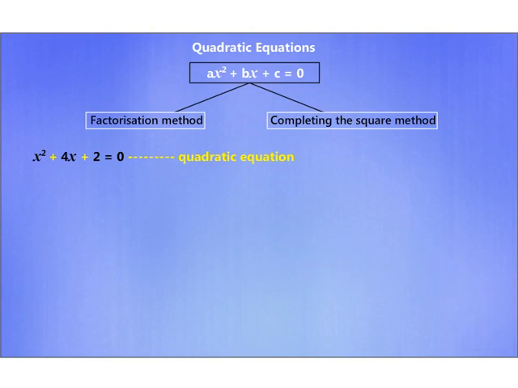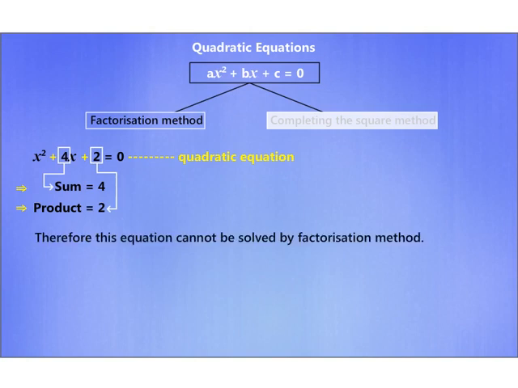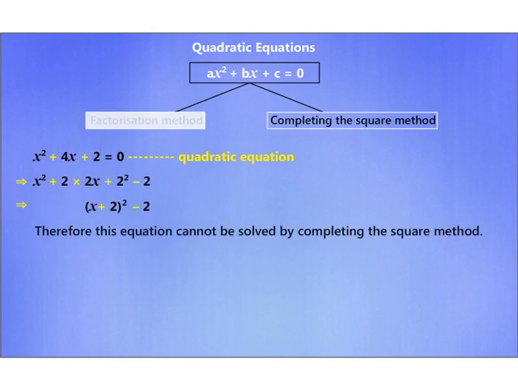If we were to solve this by the factorization method, then we will have to split the coefficient of the middle term 4 into two integers, whose sum is 4 and product is 2. Clearly, this is not possible with integers. Therefore, this equation cannot be solved by factorization method. Similarly, completing the square method also does not work for this equation.